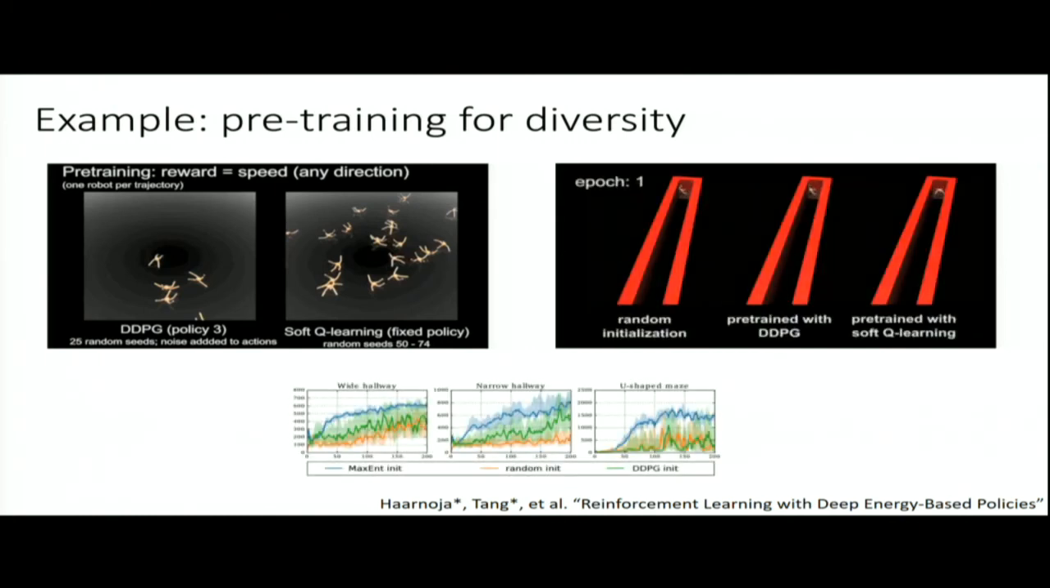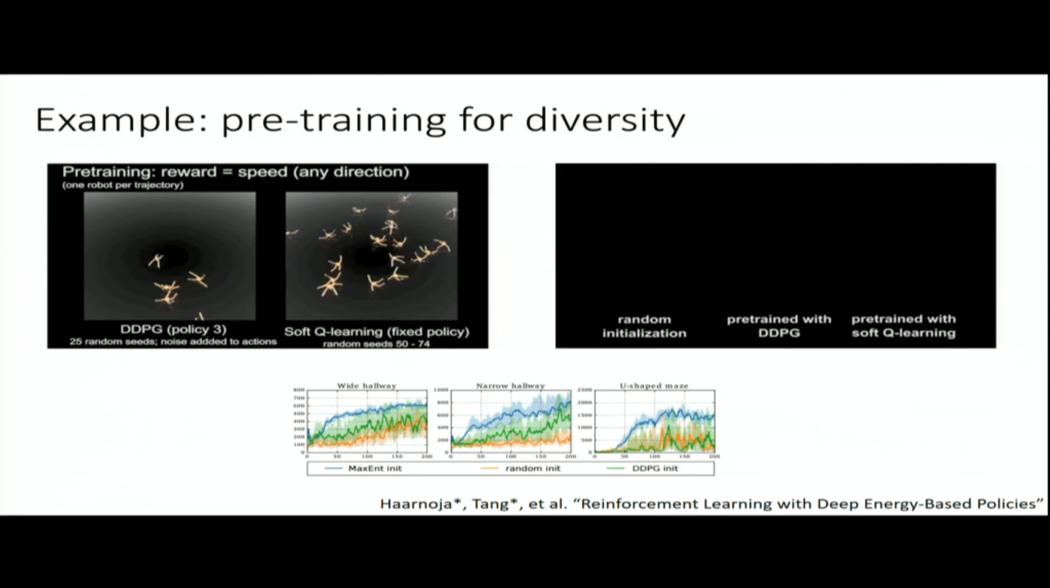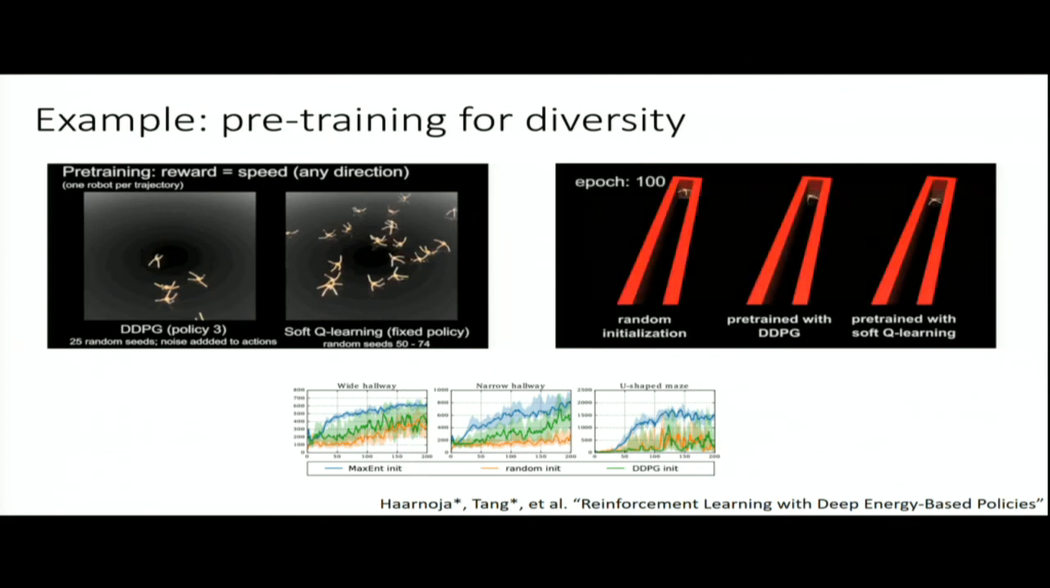And then if we look at the quantitative results, they also reflect this. So the blue curve is the learning curve for fine-tuning after pre-training with maximum entropy. So you can stack the odds in your favor for fine-tuning if you pre-train for greater diversity.